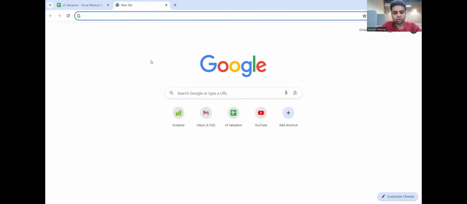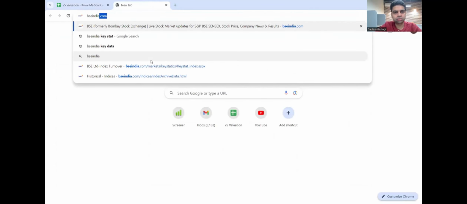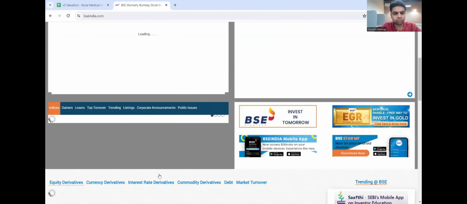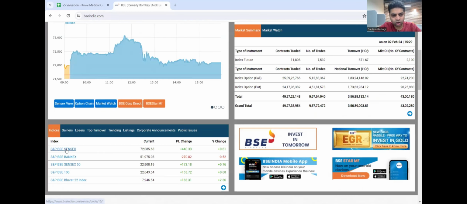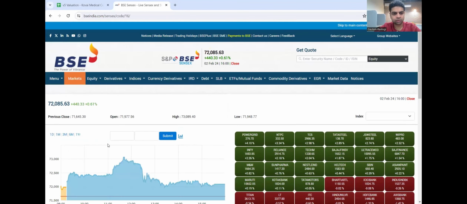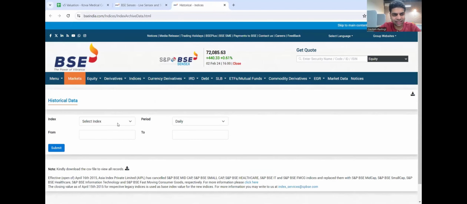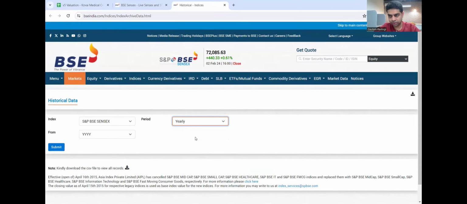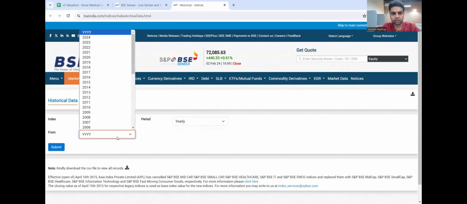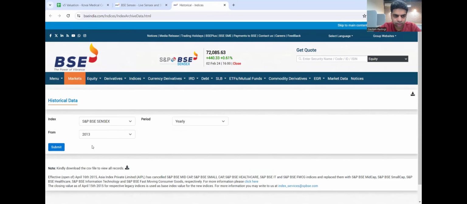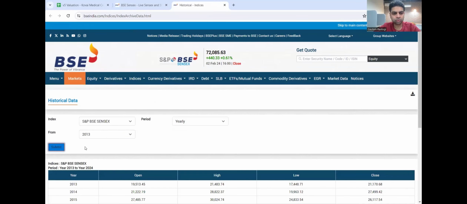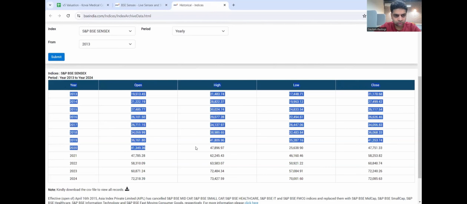Okay. So go to BSE India, bseindia.com. Here, click on S&P BSE Sensex. Here, then go to historical values. Okay. Select S&P BSE Sensex as the index. Select yearly because you need the yearly returns. Okay. The annual returns. Then go 10 years back in time. Okay, click submit. Okay, you get all these returns.